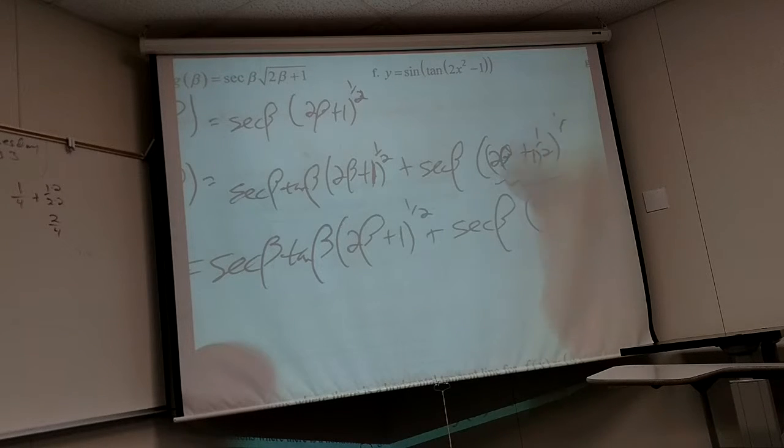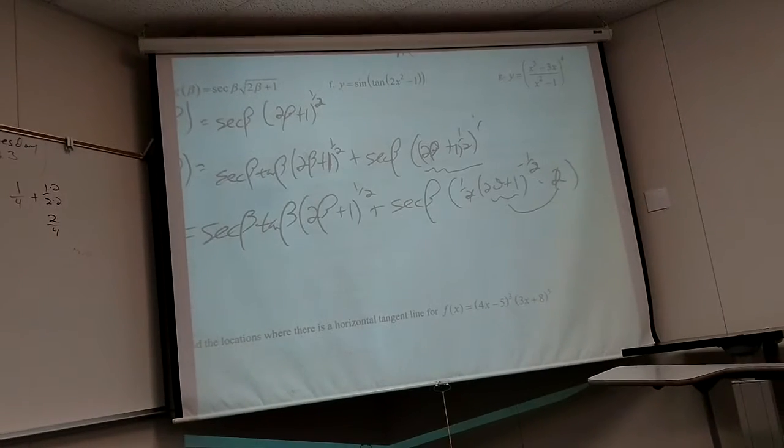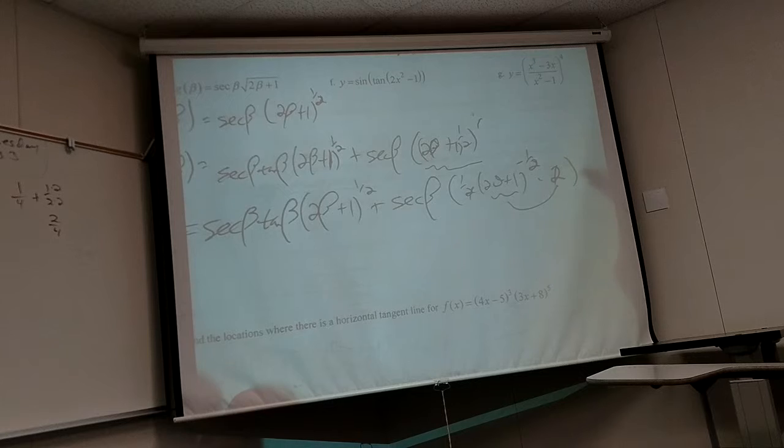What's the derivative of this guy? We already kind of did him earlier, didn't we? 1/2, 2 theta plus 1, to the negative 1/2, times the derivative of the inside. So the 2's cancel. Can you see all that? There it is. So right, that's the chain rule piece. That's the derivative of the inside. Those 2's cancel.